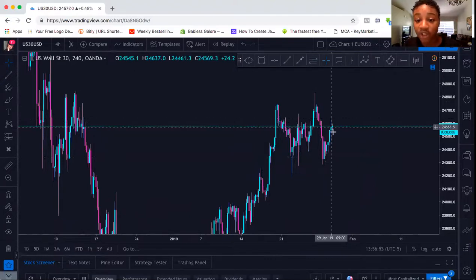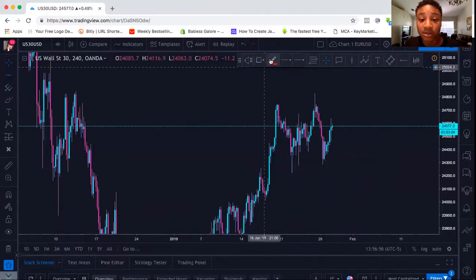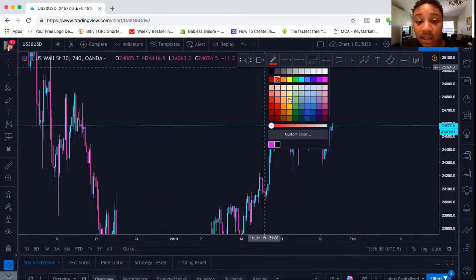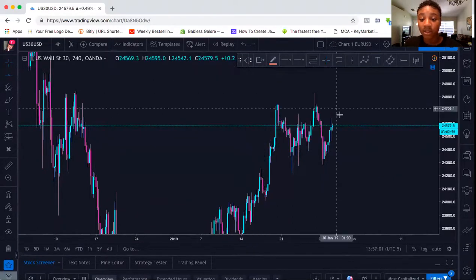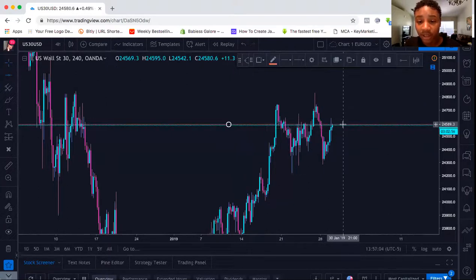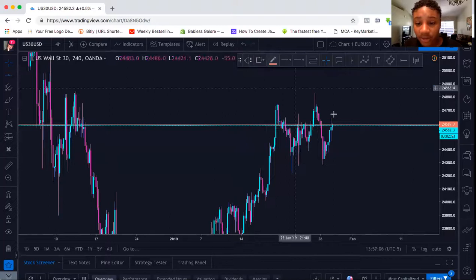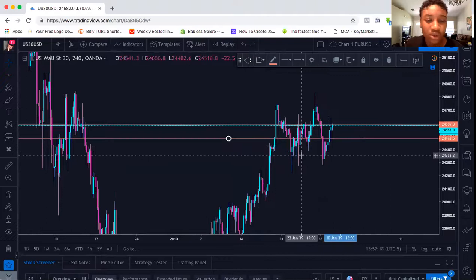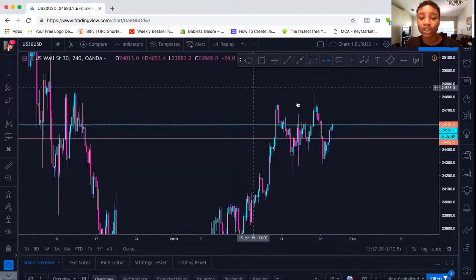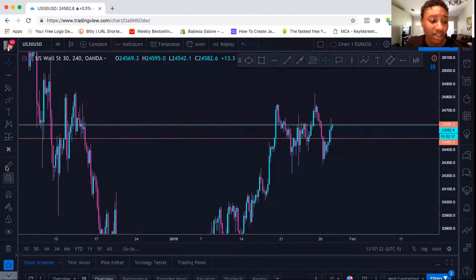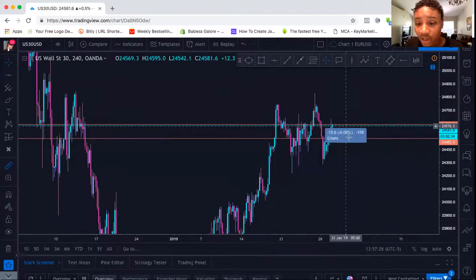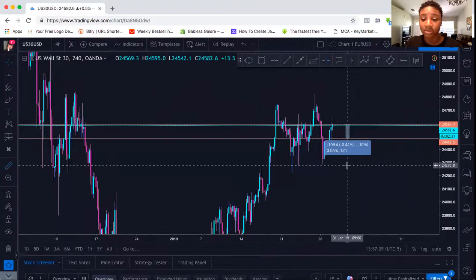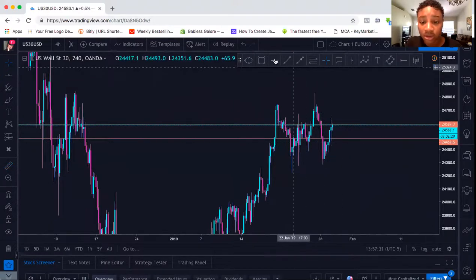I started off by drawing some support and resistance. So I did like this color. I drew an area right here. I did one here because of this here, and then I did it here because it came down here and then came here. And then I did another one because with US30, your zones, your areas don't have to be so big, because even from here to here, that's 1,000 pips. So you could just trade these small little zones.